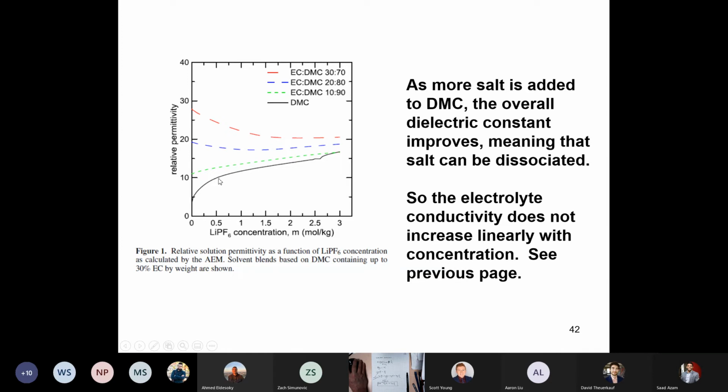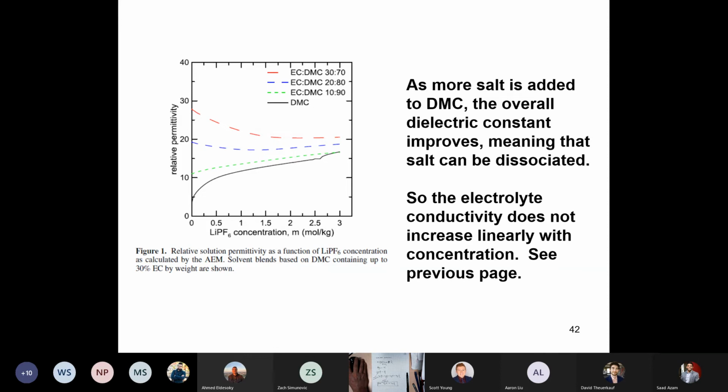And as the concentration increases, the overall dielectric constant improves, and this means the salt can be dissociated, and then you can predict what the conductivity should be. And if you look at other mixtures like EC-DMC, the dielectric constant at the beginning is dominated by the fact that you have EC in the electrolyte. So the salt dissolution is fine at the beginning.